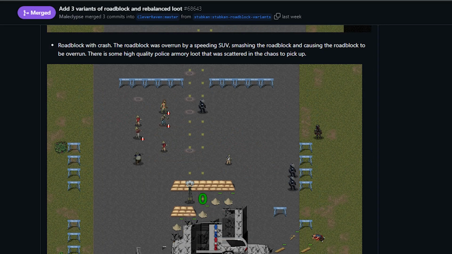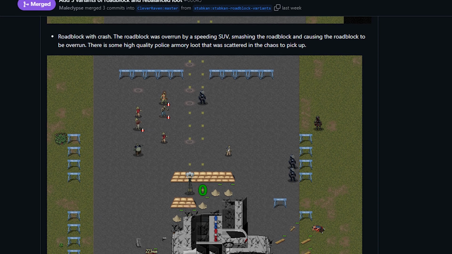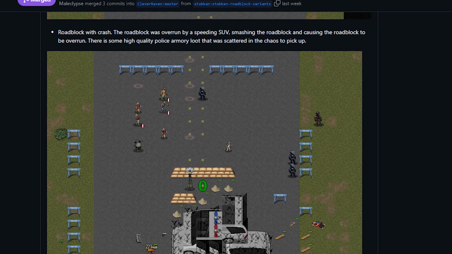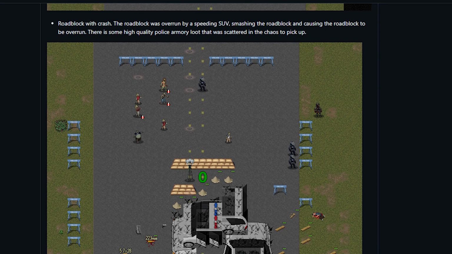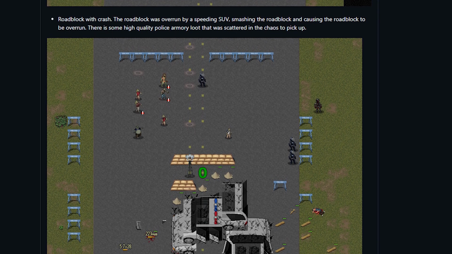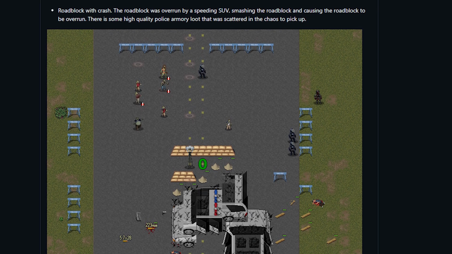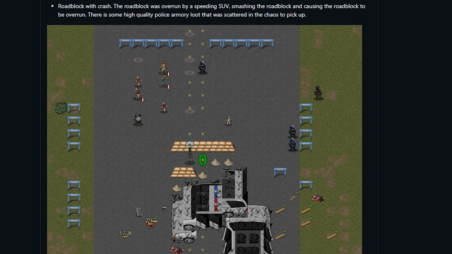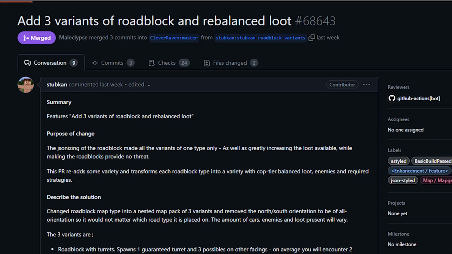Now, the third layout is a roadblock that contains a vehicle crash. The image provided still does contain a spotlight, but no turrets. An SUV attempted to run the barricade and plowed into a police vehicle, which has left some wreckage behind. Again, there are remains in the area, but there is a zombie presence, again speaking to the barricade having been overrun.